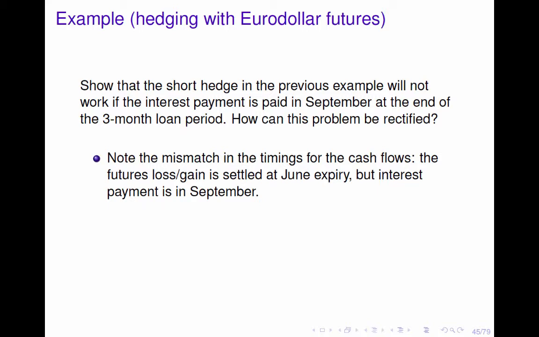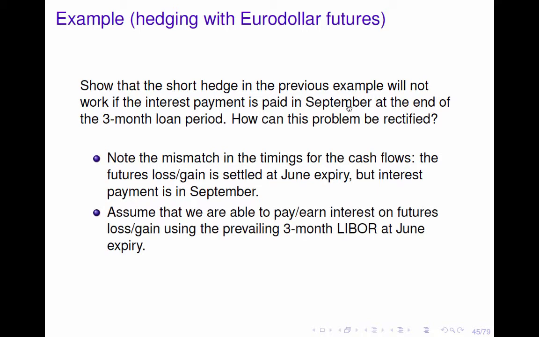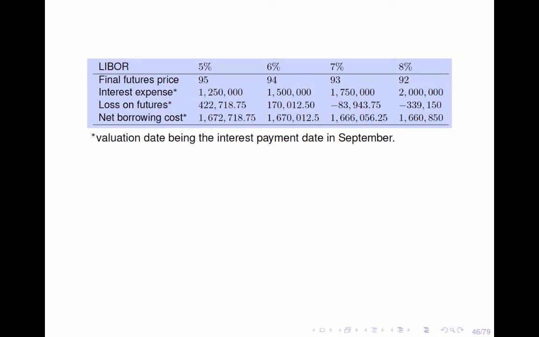Now, to rectify the problem, let's assume that on the June expiry date of the futures, if we have a profit, the gain will earn the prevailing 3-month LIBOR from June to September. And if we have a loss in the hedge position, the negative cash flow is paid by a loan with the same 3-month LIBOR as the borrowing rate. Then, we have the following table of the net borrowing cost for the current case with the short hedge strategy proposed earlier.